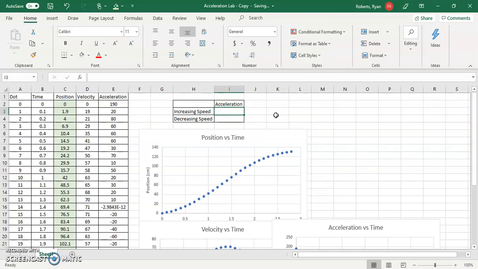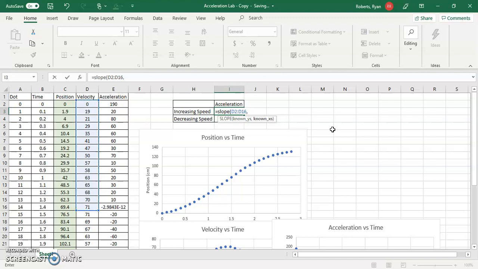So again, slope of a velocity graph is acceleration. For my increasing speed, I'm going to hit equals, and then I'm going to type the word slope, and then open my parentheses without hitting enter. First up, we have to select our y values, which are our velocity values. I want to select the velocity values where I am speeding up. So I'm going to go up until this 1.4, 1.5 second mark. Whatever your data, wherever that's increasing, that's what you have to do.